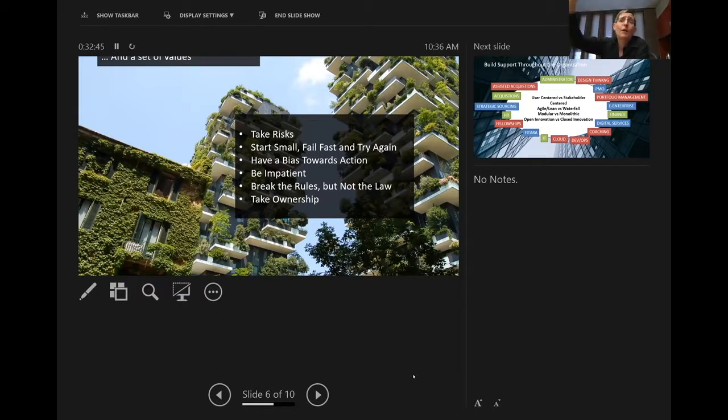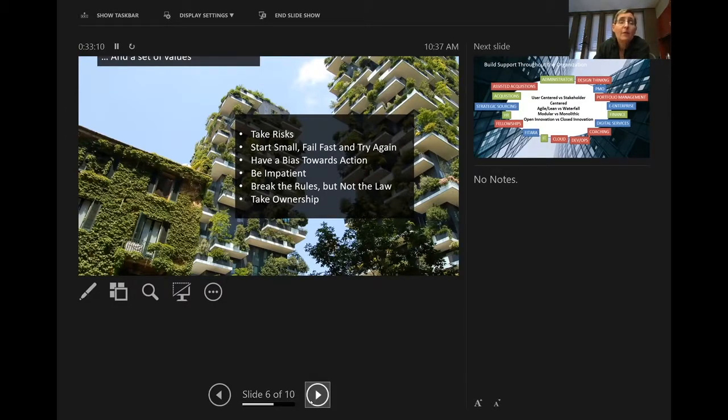You don't put them up on a wall and say, here are the values, let's go. You have to talk about them. You have to live them. You have to create examples of them. And as you go along, people will see them and they'll join in. It's a very soft and squishy process. But over time, you'll see people start to embrace them and come in your office and say, hey, I'm going to do this, I'm going to take this risk, I'm going to do that. And it really does work.